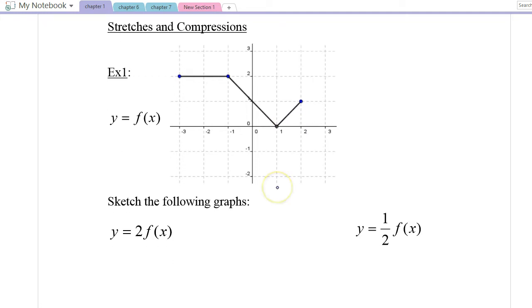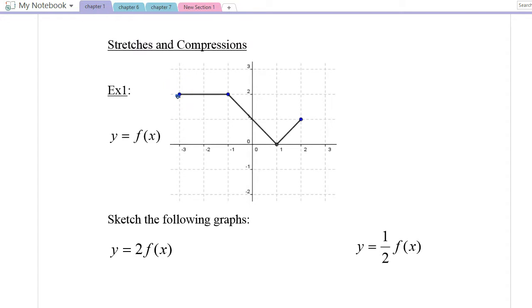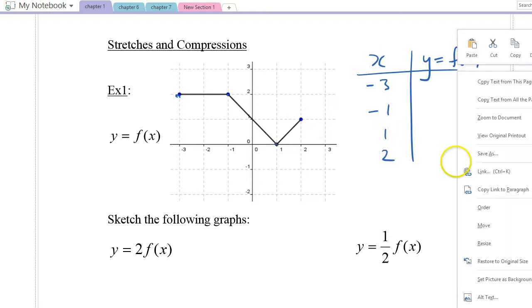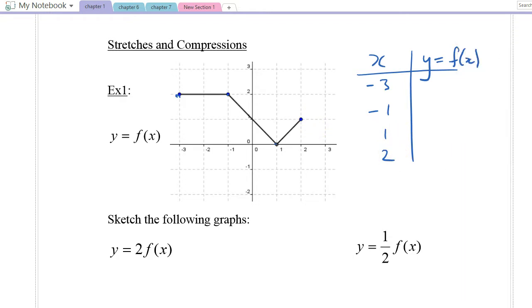So maybe first what we'll do is convert each of these points to an ordered pair of our x values and our y, or you can call it f of x. So we have -3, -1, 1, and 2 for our x values, just looking at those four. And my y values are 2, and then 2 again, and then 0, and then 1.